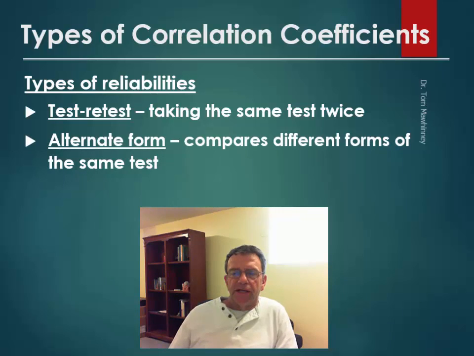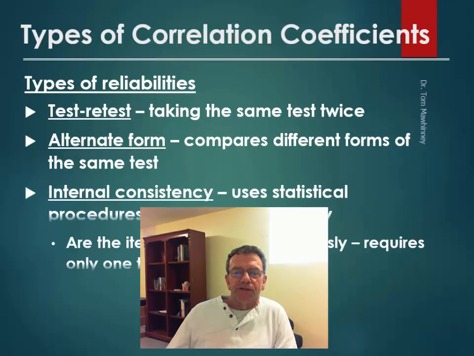Alternate form is something that you should just understand. Say the SATs: they have to show that the SATs they give in October, the SATs they give in May, and the SATs they give in December are similar, so that they get similar results. So a student taking it in October should get pretty much the same results on a different form of the test taken in May. So it's not the same test taken twice, but different forms of the same test, and comparing results.